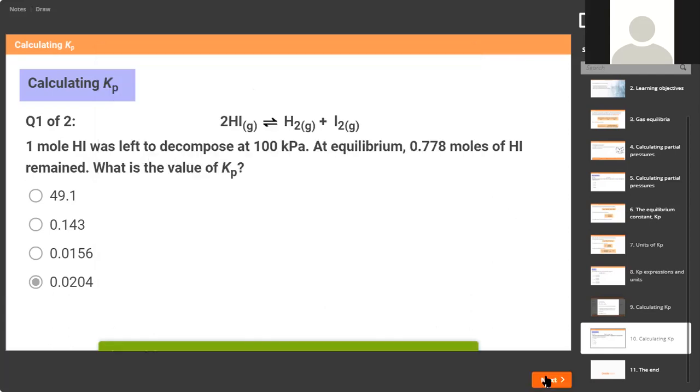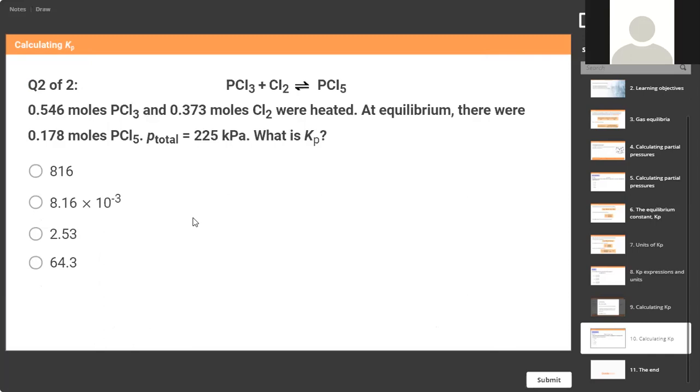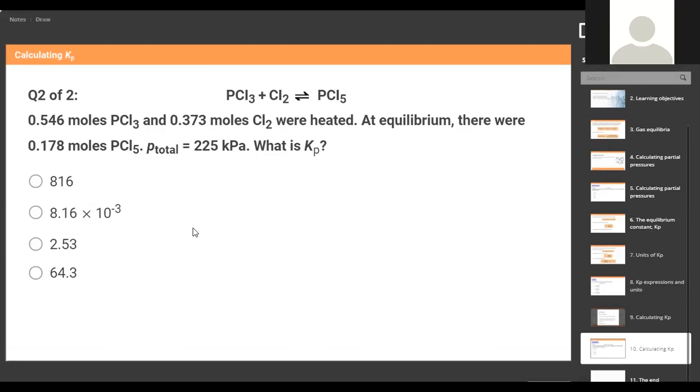I'm going to go through one more example with you. So we've got PCl3 plus Cl2 goes to PCl5. We've got 0.546 moles of PCl3 and 0.373 moles of Cl2, and they were heated. At equilibrium, there was 0.178 moles of PCl5. Our total pressure is 225 kilopascals. What is our equilibrium constant? So let's go back to the whiteboard.